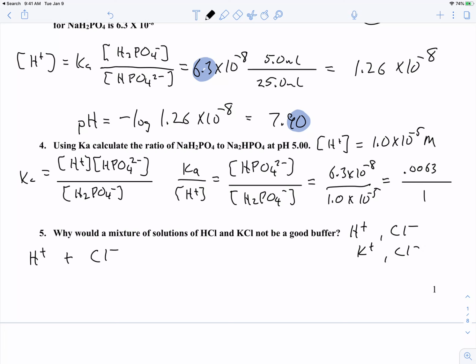Well, hydrogen is not going to react with chloride, not in any way. So this is not going to resist the change of adding hydrogen, and this is not a buffer. And there's no particle also to react with hydroxide. So no reaction. This is not a buffer.